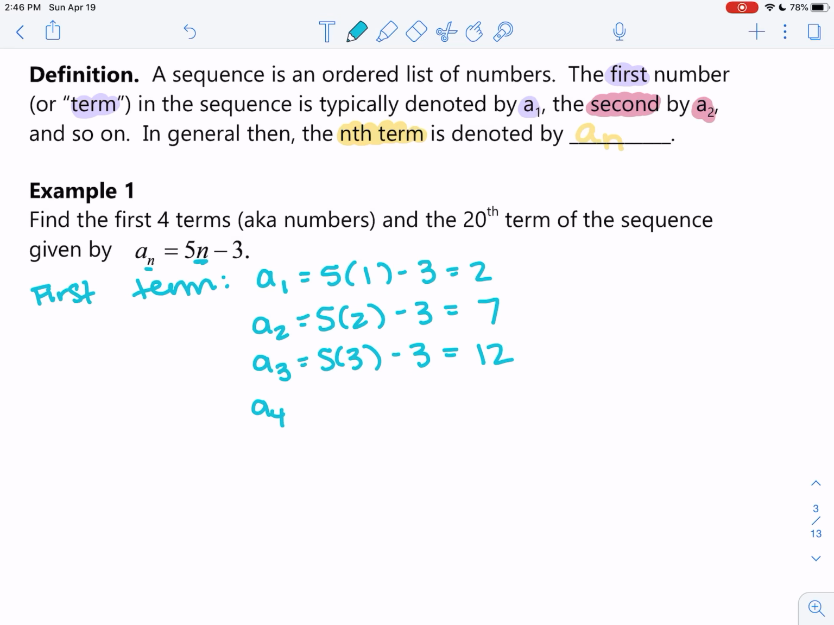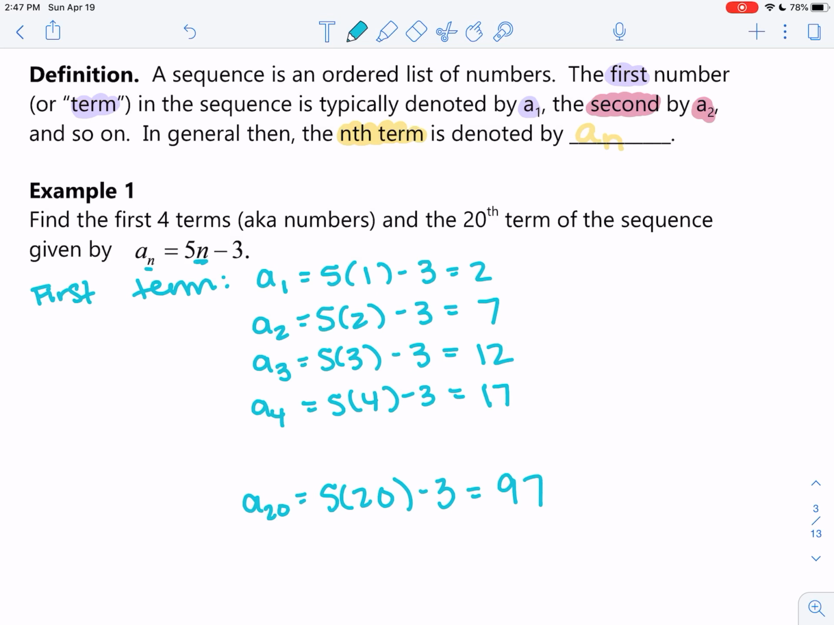The fourth term will be 5 times 4 minus 3, okay, and so on and so forth, okay? The 20th term, what's nice about sequences in this format is I can find any term without knowing the previous one. So I can just plug in 20 for n, which would give me 97 for the 20th term or the 20th number in the sequence.